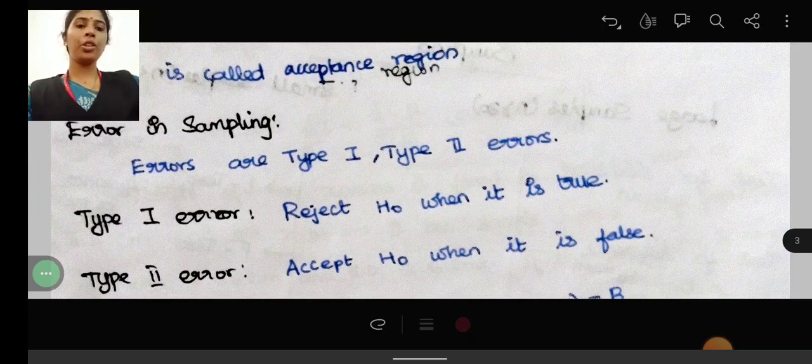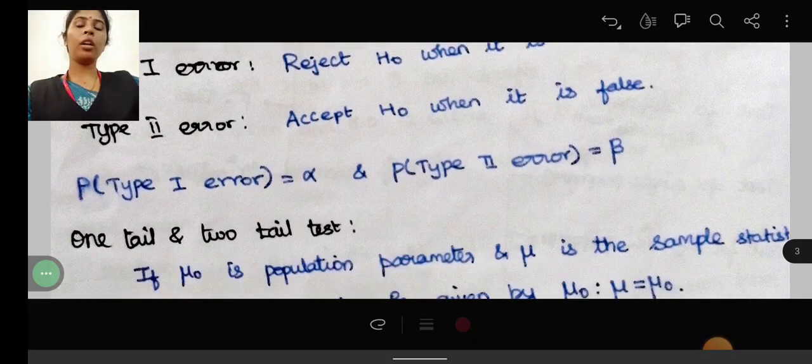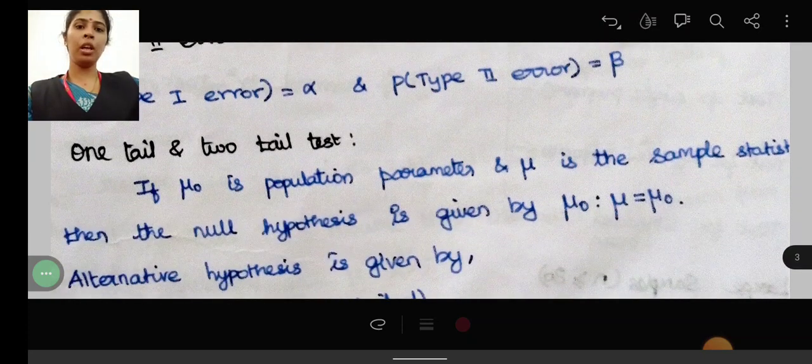So if we reject H naught when it is true, it leads to type 1 error. Type 2 error is accepting H naught when it is false. So when H naught is false, and if we accept it or assume it as true, then it leads to an error called type 2 error. We denote type 1 error by alpha, and we denote type 2 error by beta.